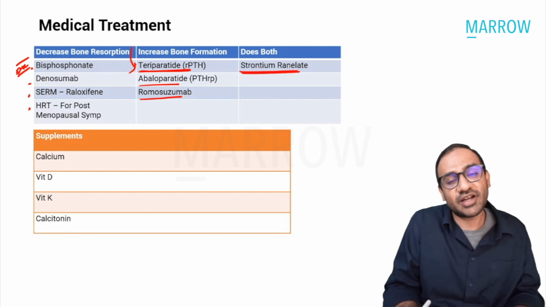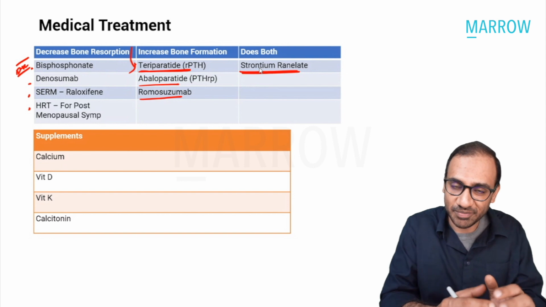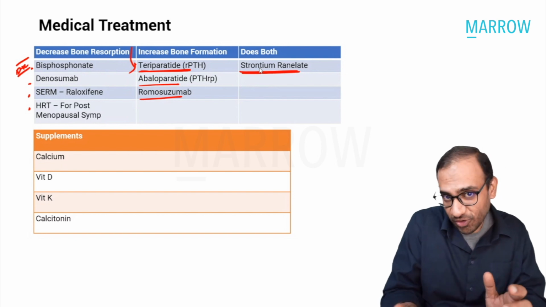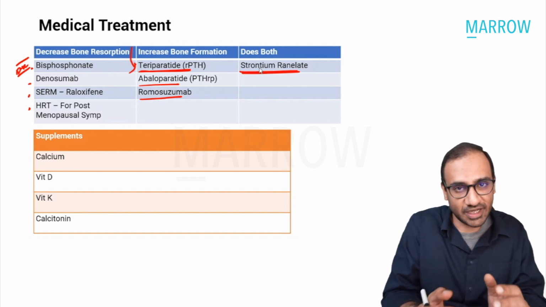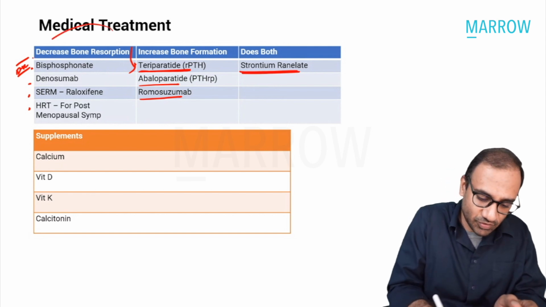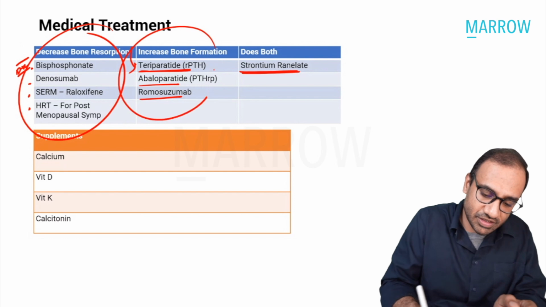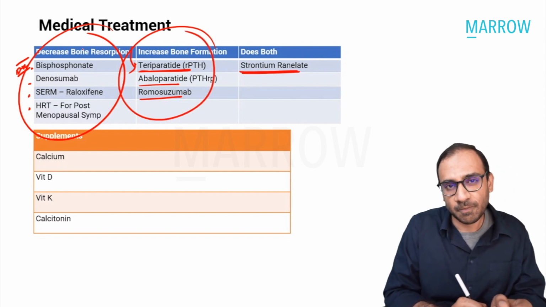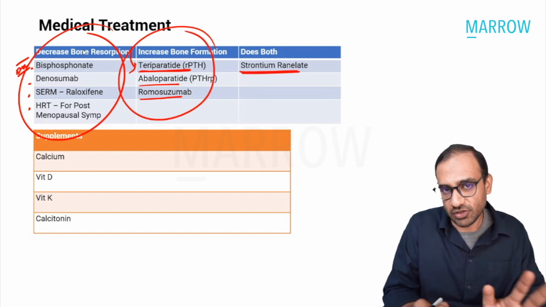Strontium ranelate, on the other hand, has both bone resorption inhibition action as well as a bone formation activity. It does both things. It can inhibit the bone resorption and increase the bone formation. Remember, all of these drugs over here inhibit bone resorption, and all of these drugs over here increase bone formation. The drug of choice is bisphosphonate, bisphosphonate, and bisphosphonate.